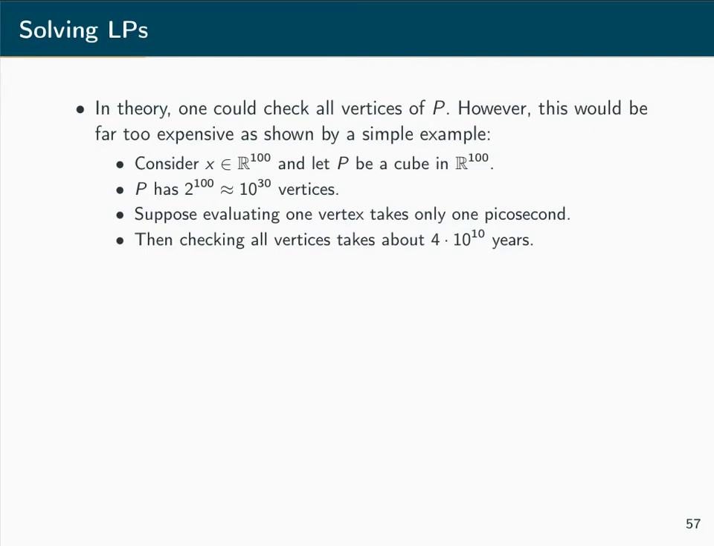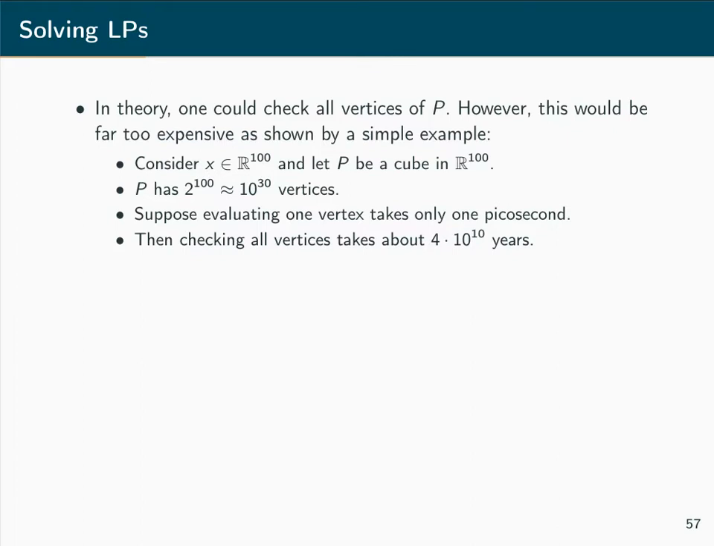Now, how do we solve LPs? As we have seen in fact 3.2, if a solution to the LP exists, there's always at least one point x star, which is one of the vertices of the feasible set, meaning the polyhedron P. So in theory, we could just go through all of the vertices of P and check which one is the best. However, this would be far too expensive, as a simple example shows.